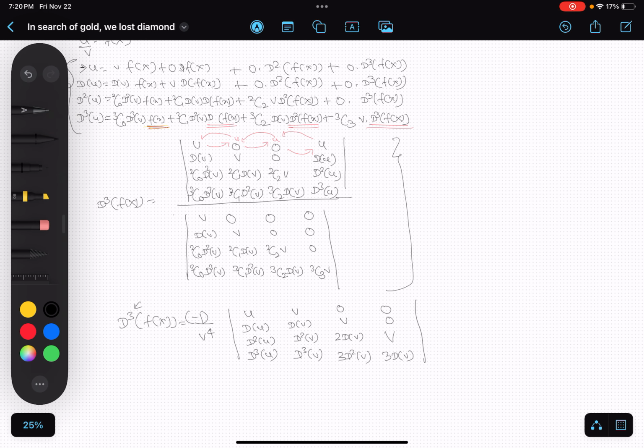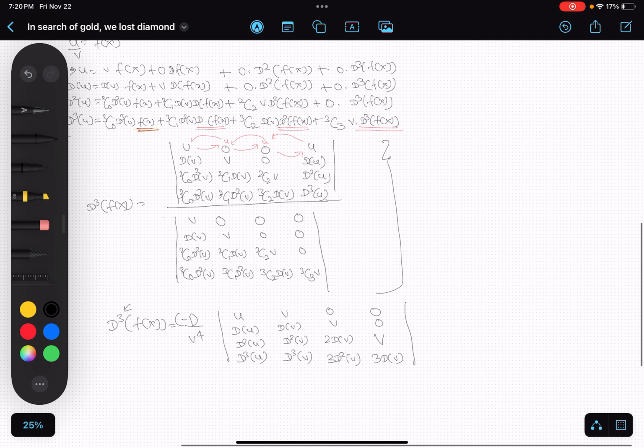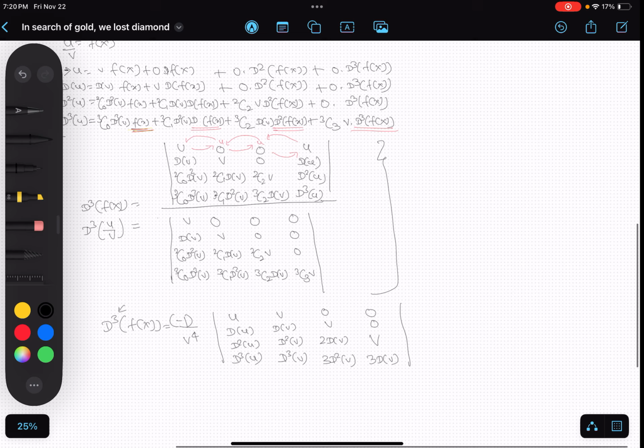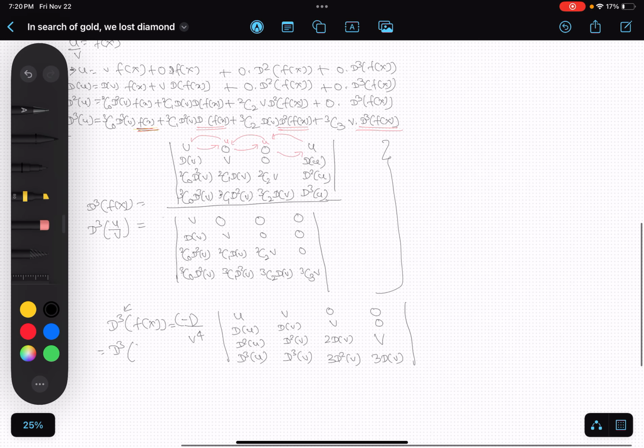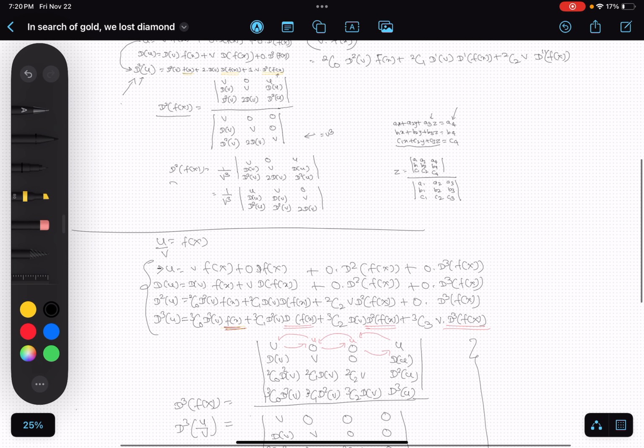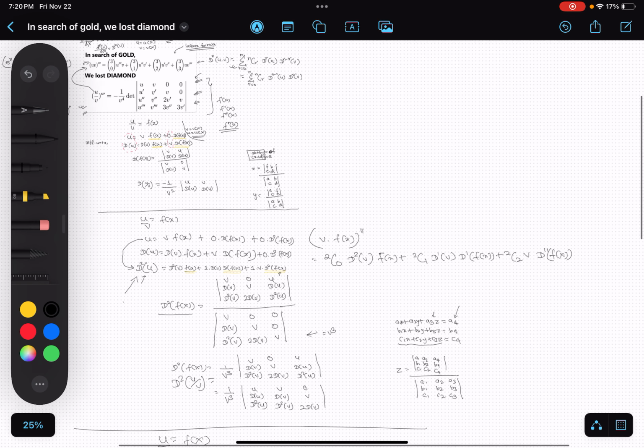Now using this, let's try to find the fourth derivative of u by b. And I guess you guys still remember that this f of x is just u by b, right? Don't forget that. So this is just d cube of u by b actually, and that was our goal. Oh, I forgot to say that.